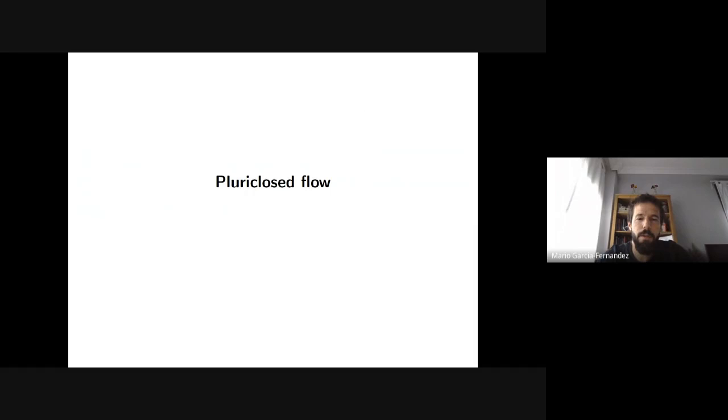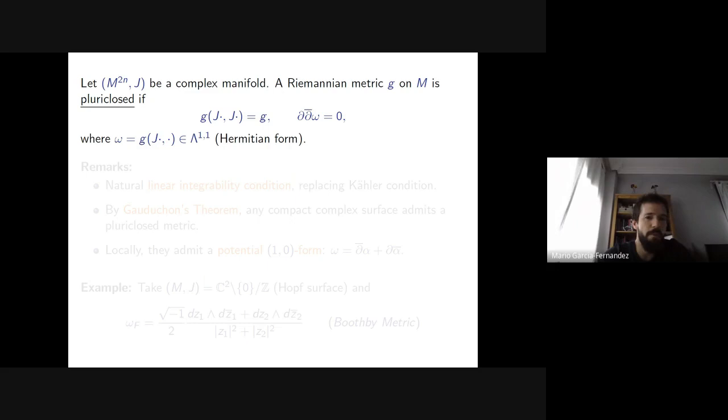The first thing we need to say is which type of Hermitian metrics we want to allow for our flow, because a priori in general compact complex manifolds there are no Kähler metrics, but if we take arbitrary Hermitian metrics, this can be just too wild to deal with. So instead, we're going to deal with this type of metrics. Assume that you have a complex manifold. A Riemannian metric g on M is pluriclosed if g is Hermitian, so J, the complex structure, is orthogonal, and instead of requiring d omega equals zero, which would be the Kähler condition, we require this weaker condition, dd^c omega equals zero.